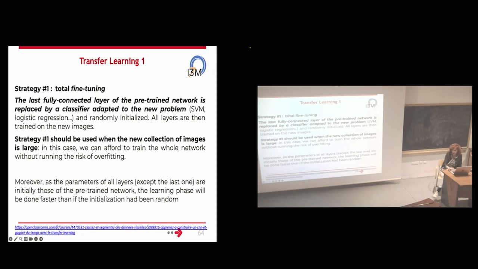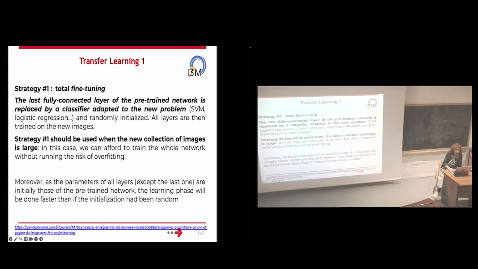There are different strategies. The first strategy is what we call total fine-tuning. In this case, the last fully connected layer of the pre-trained network is replaced by another classifier, adapted to the new problem. This strategy is used when the new collection of images is large, when you have a big amount of images.